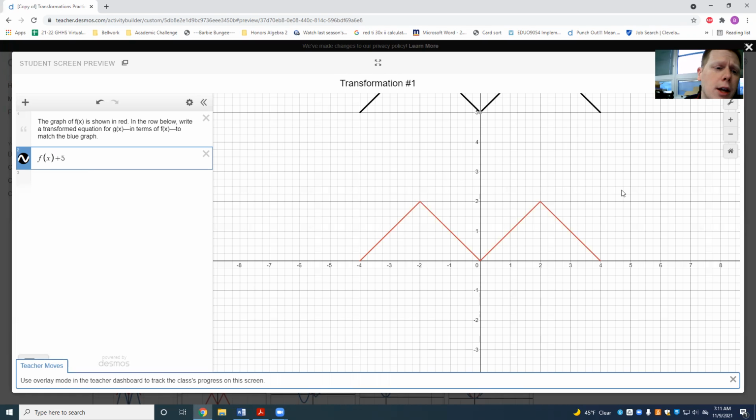Okay, similarly, let's look at if I subtract a number on the outside. So how is the red function moving to the black? What do you notice is happening?